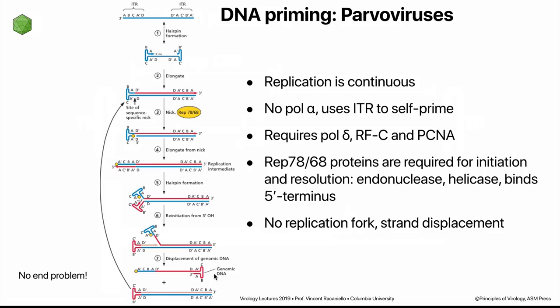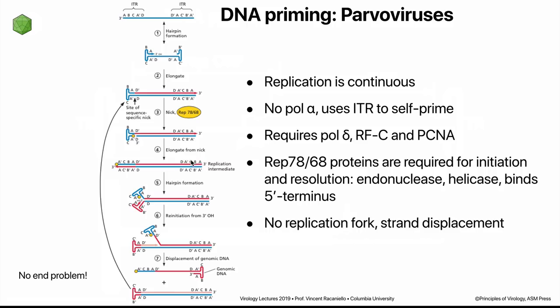That's now a replicated genome. And then you have a double-stranded form, which is exactly the same as the one in step 2. So this goes back and goes through this whole process again. You make more genomes, and you just keep doing this over and over again. There's no end problem because the terminal repeats assure that you don't lose any sequence.